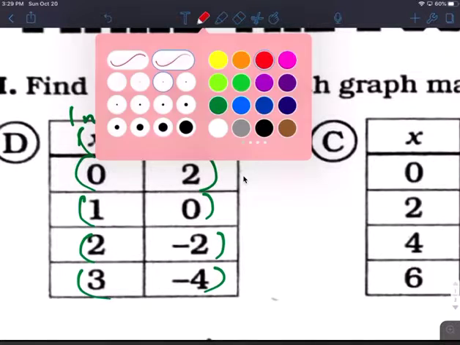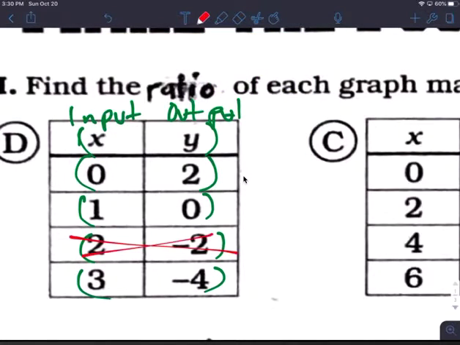Don't ever choose a negative if you don't have to. Not choosing the negatives. You see the negatives here? Those are bad. Don't choose them if you don't have to. So you're going to do these here. X sub 1, Y sub 1. X sub 2, Y sub 2.